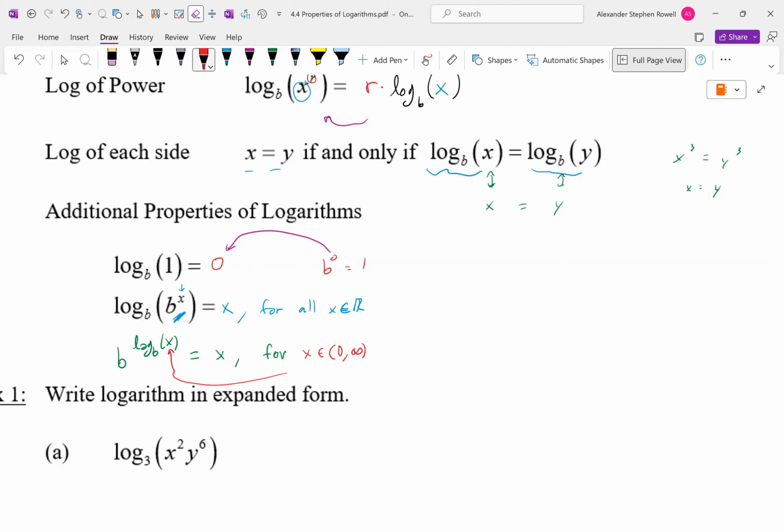So log base b of x looks like this. If I plug in 0, it's no good. If I plug in negative, it's no good. My graph does not exist over there. I can only plug in positive x values to get a given y value. I can plug in this to get this y value.